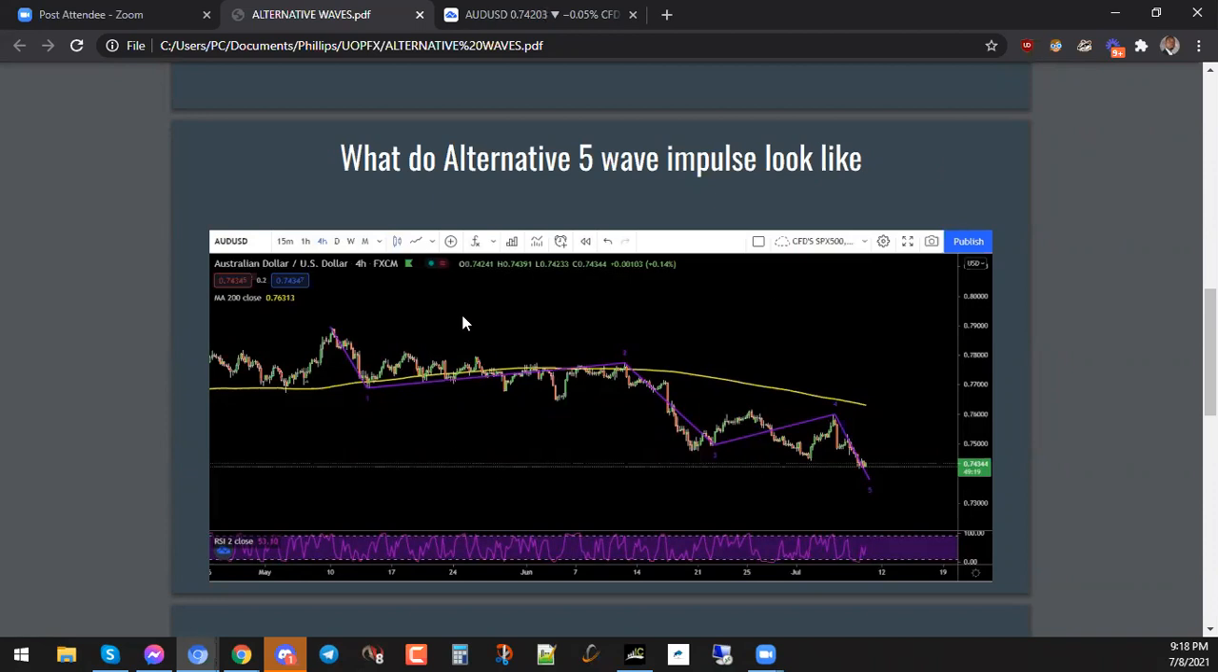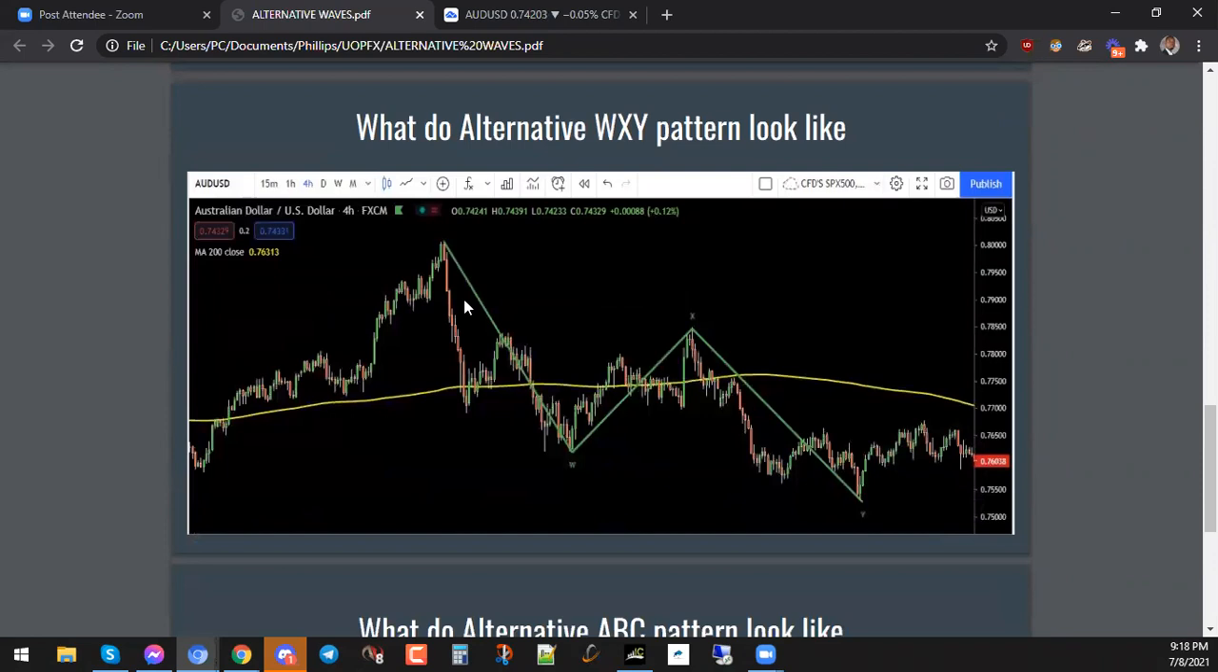All right. Let's look at a WXY. All right. So we all know that the WXY is 3, 3, 5, right? So you can see here that we have 1, 2, 3. Now look at this. This is an impulse. We can look at this and say that this is potentially a 5-wave impulse. It is very sharp. Okay, we got a correction. Then we got 1, 2, 3, 4, 5, right? So we have a 5-wave move from here to here, right? This is also a 5-wave move.